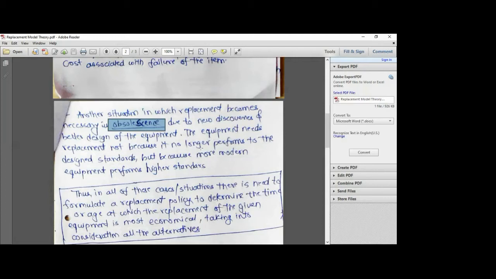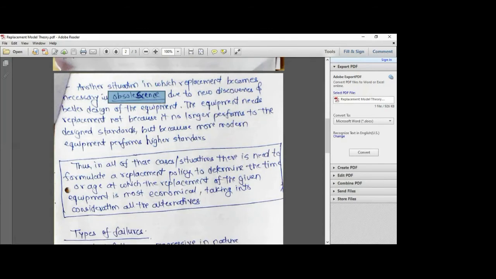We are not replacing it because it is not working. It is working, but a different item has come into the market which has some good qualities, or better design, or some new accessories, and because of that we make the item we have an obsolete item, right? So the equipment needs replacement not because it no longer performs to the design standard, but because more modern equipment performs with higher standards, right? So obsolescence is also one of the reasons, right?